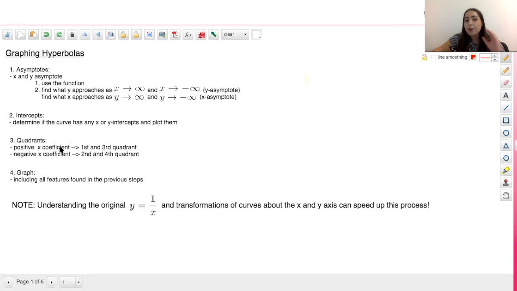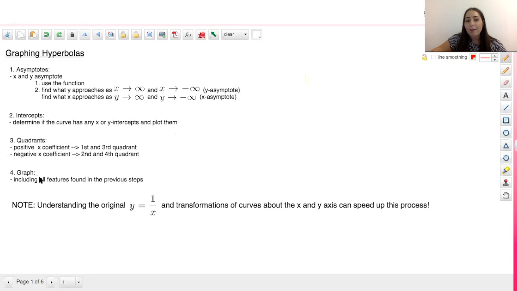Next is your quadrants. With hyperbolas, you have an x and a y asymptote. So what it does, it essentially breaks up your Cartesian plane into 4 quadrants. And a hyperbola has 2 branches. So those branches will lie in 2 quadrants. The 2 quadrants that they will lie in is determined by the coefficient of your x. So if the coefficient of x is positive, then you know that those branches will lie in the first and the third quadrants. But if the coefficient is negative, then they will lie in the second and the fourth quadrants. I'll go through that in an example.